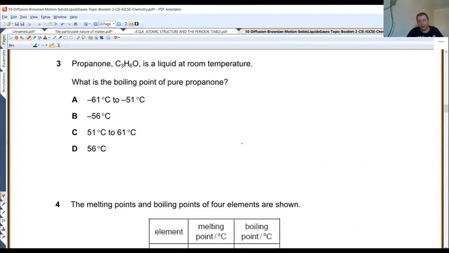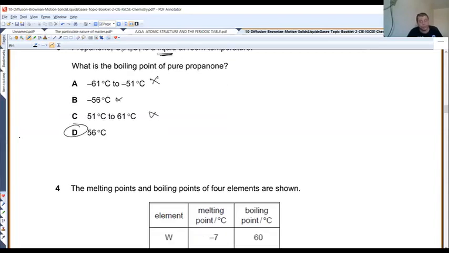Propanone, C3H6O, is a liquid at room temperature. What is the boiling point for pure? Number one, if it's pure, it will be a fixed temperature, so don't take variable. If it is liquid, its boiling point will be higher than the room temperature. So don't take this, take this. Is it clear for us how to solve the question?